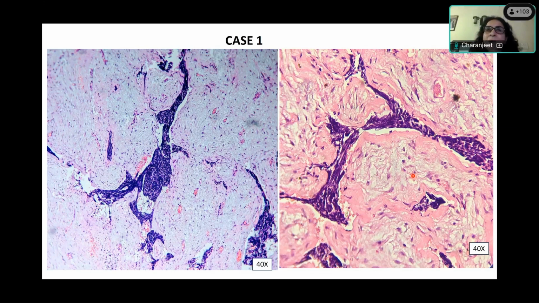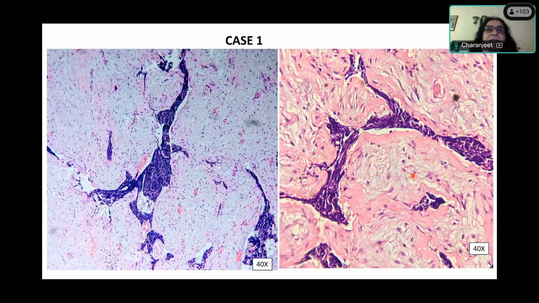So Ewing's. Anything in favor of Ewing's in this morphology that you are seeing? Dr. Ekta or Dr. Jasleen? In Ewing's we also see rosettes. There are no rosettes present here. Okay, so there are no rosettes. Ma'am, the abundant stroma isn't seen there. Yes, abundant stroma isn't there in Ewing's, and abundant stroma isn't there in Ewing's-like tumors also, the other undifferentiated sarcomas.